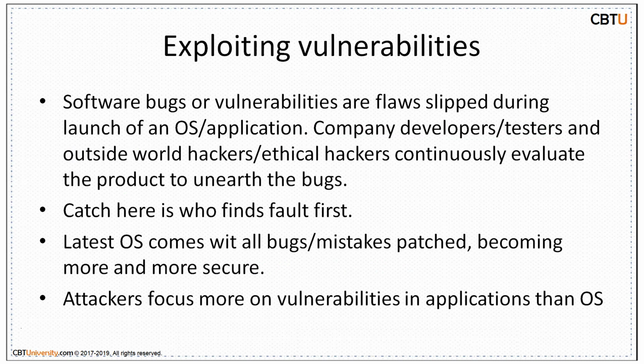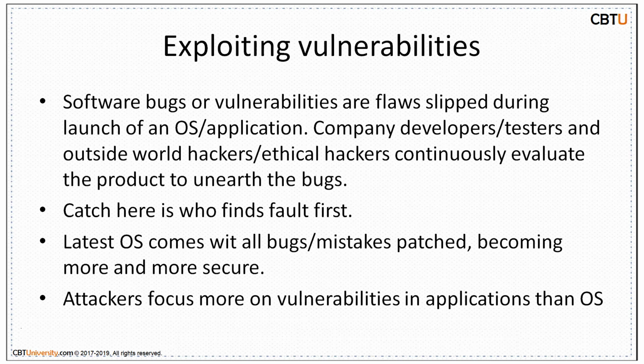Organizations release software and applications for use. They may contain some flaws slipped in during the launch of the OS or application. Company developers and testers continuously work on the software to unearth the bugs and fix them. Once the software is available to the outside world, hackers and ethical hackers continuously test for vulnerabilities with different motives. The catch here is who finds the fault first. If the company team finds the vulnerability, it will fix it and then release the patch for the end users.